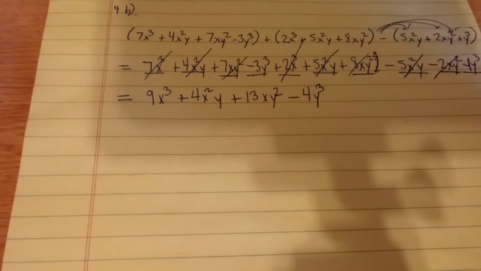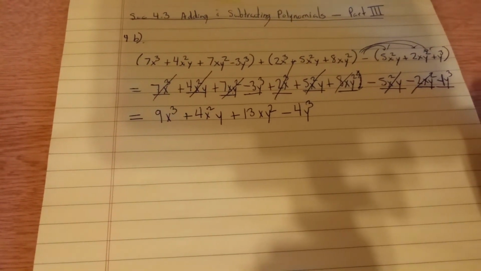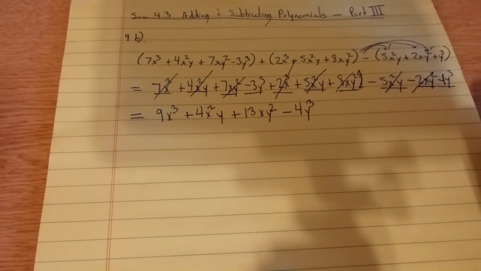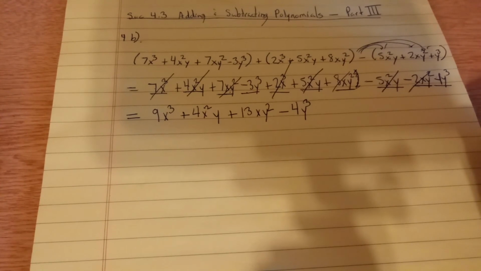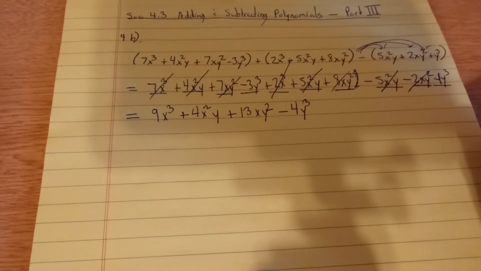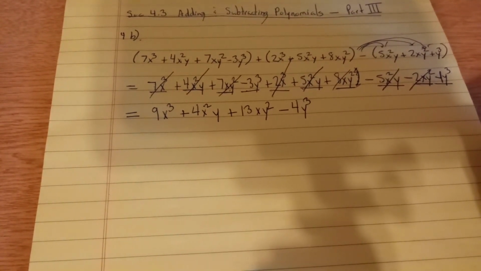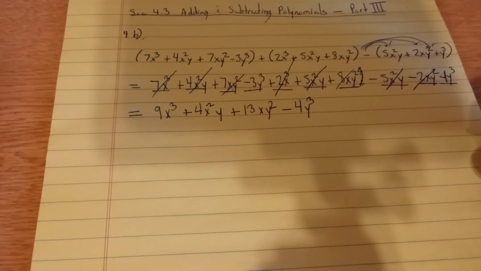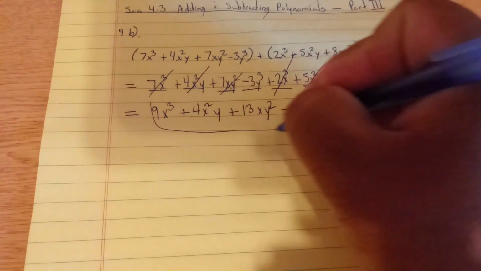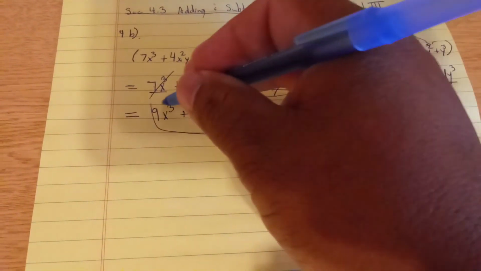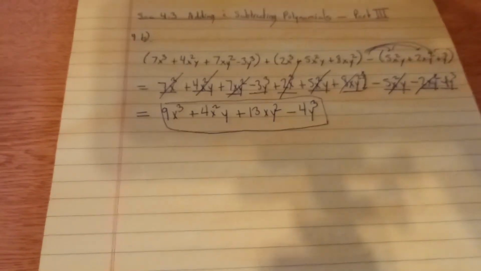Alright, so once again, it's not difficult. You're just going to have to be a little bit more patient on this. Make sure that you match up first the variables. Make sure that they're the same exponents. And then from there, all you have to do is just add or subtract the coefficients. And this will be your final answer for this one right here. So this concludes part 3.